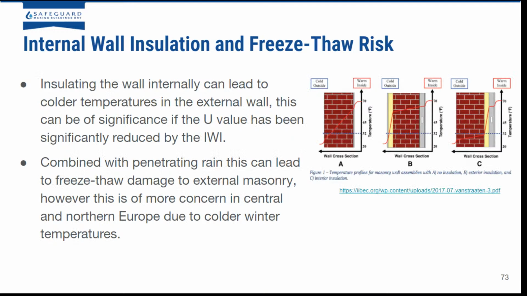And one last thing to talk about with penetrating damp and IWI is the risk of freeze-thaw. Insulating the wall internally can lead to colder temperatures on the external wall because you're no longer allowing the heat from the property into that wall. Combined with penetrating rain, this can lead to freeze-thaw damage to that external masonry. Obviously, at the moment, this is of more concern in Central and Northern Europe due to colder temperatures. However, the UK is experiencing more extremes of weather, so it's something to be concerned about going forward, and to make sure you have a robust strategy for IWI.